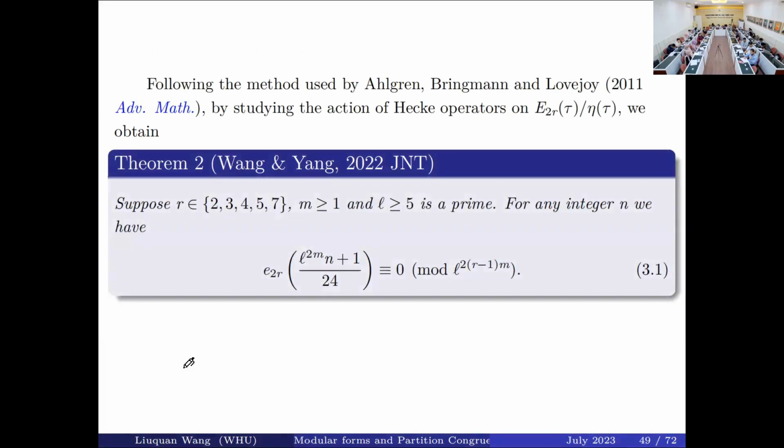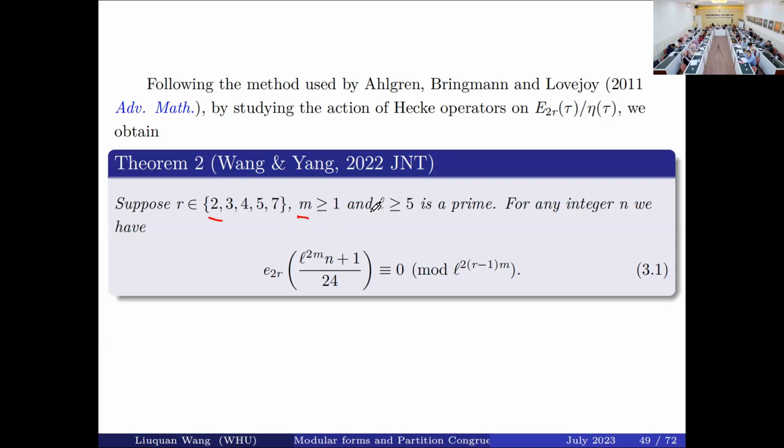First, by following the method used by Algrim, Breeman, and Aujue, by using the action of Hecke operators, we obtain the following general congruences. This is based on our joint work with Professor Yang Yifan, who is my collaborator. The paper was published in the Journal of Number Theory in 2022.